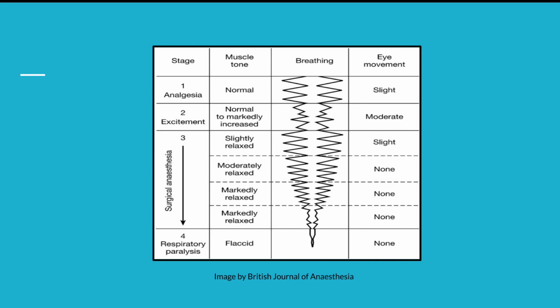Moving on to stage 3, it is where surgical anesthesia occurs, with 4 planes or levels describing the increasing depth of anesthesia until breathing becomes weak. Stage 4 is marked by respiratory paralysis and death. Other signs include pupil size, although newer anesthetics and balanced anesthesia have rendered some of these signs less reliable.